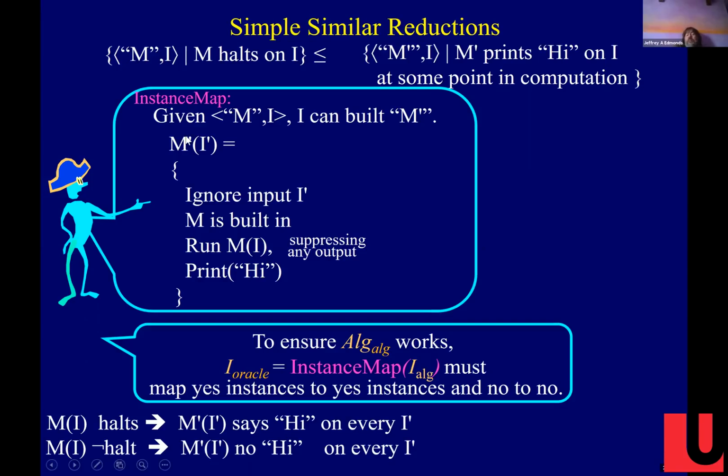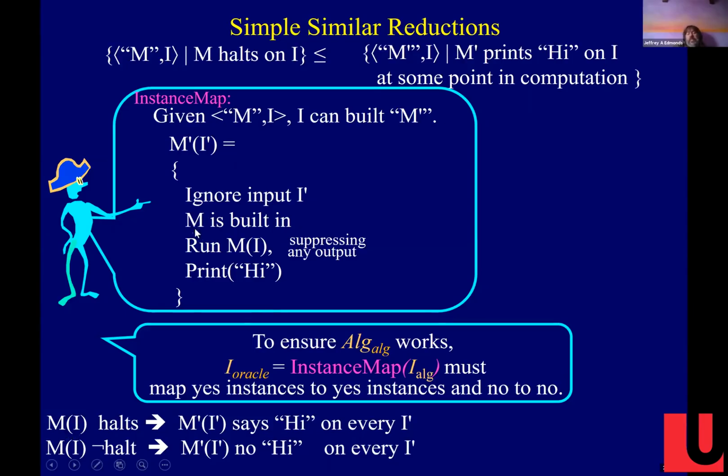I'm telling you what M prime does. It takes some input and it ignores its input. It ignores its input and does what M does on I. So now let's see if everything still works. We want to know, what does M do on I? Does it halt or not?